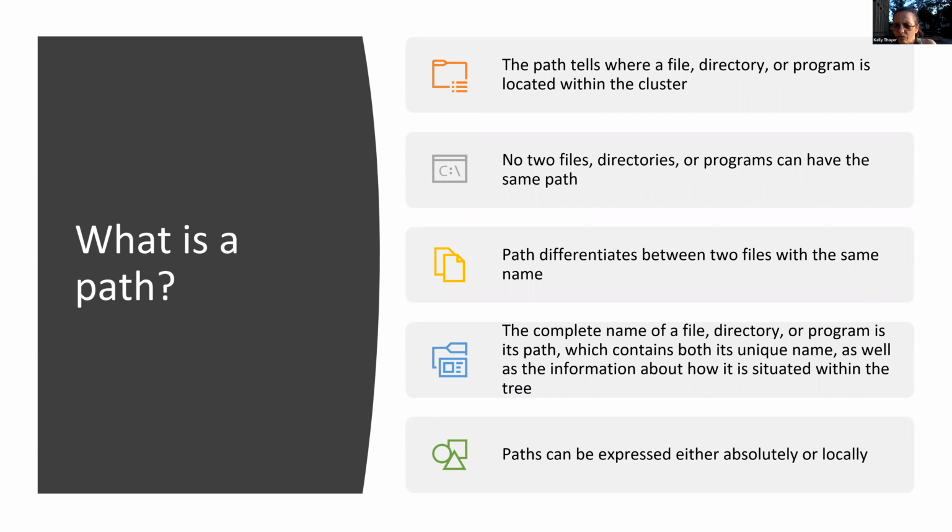The complete name of the file, directory, or program is its path, which contains both its unique name as well as the information about how it is situated within that directory tree. And paths can be expressed either absolutely or locally. The absolute representation represents it with respect to the root, that slash, or if you represent it locally, that means relative to your current location. So you might say it's in the directory above, or it's two directories above where I currently am.